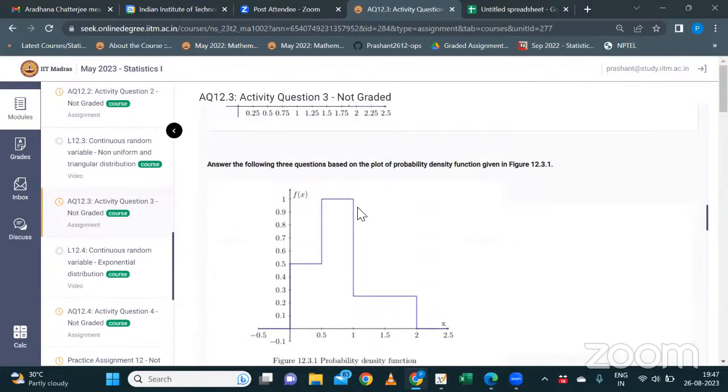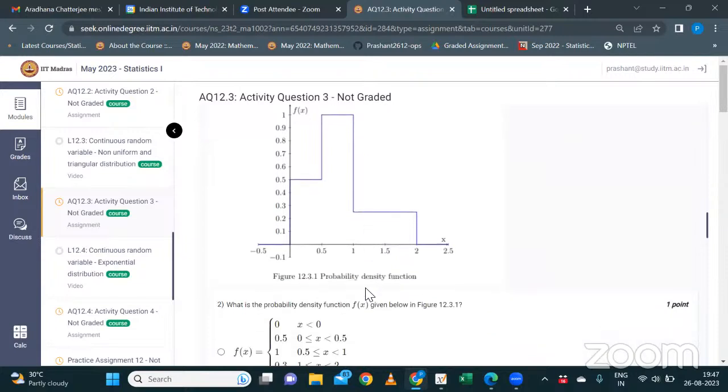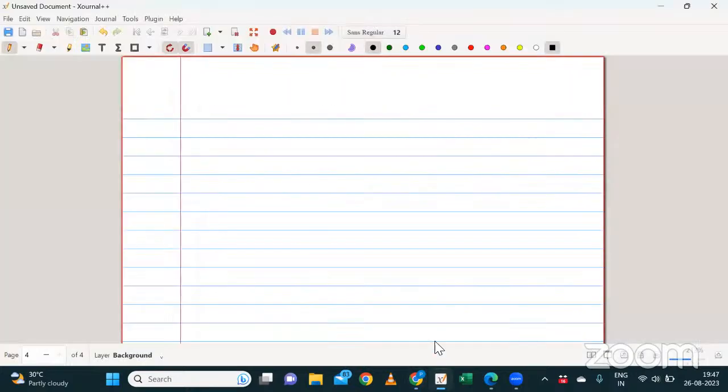Okay, so it's not uniform, but if you apply the formula of area, you will get the answer. Okay. Clear? Yes, sir.